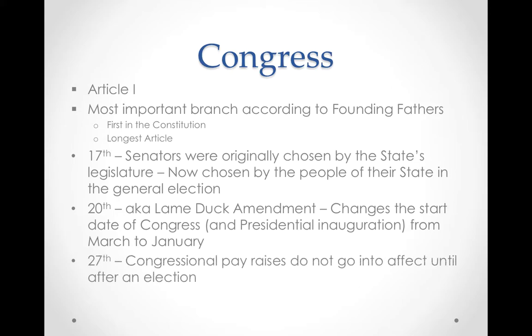27th Amendment, Congress gives itself pay raises. And so the 27th Amendment says that congressional pay raises do not go into effect until after an election. This 27th Amendment was part of the original 12 amendments that were part of the Bill of Rights that were sent to the states to get ratified. We know that only 10 of them were ratified. So the 27th Amendment was literally proposed in 1789 but was not ratified until 1992.